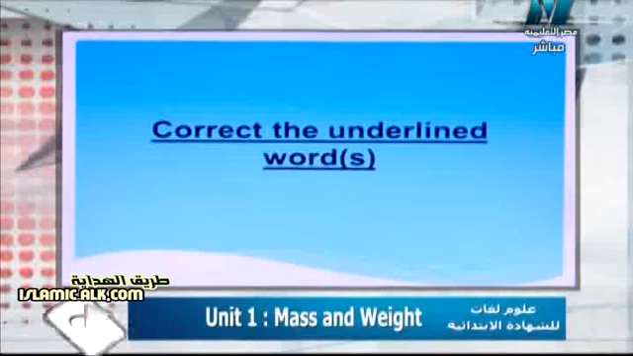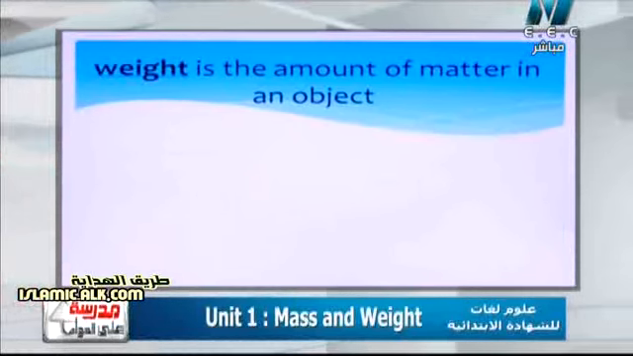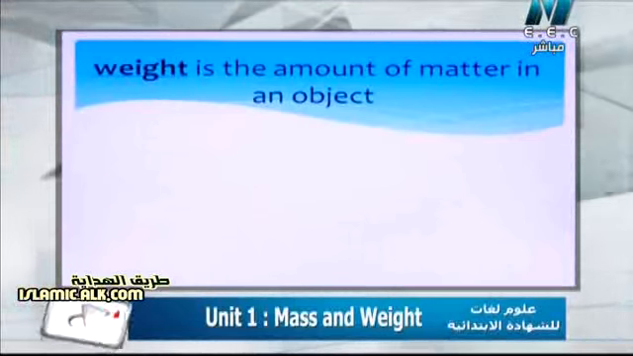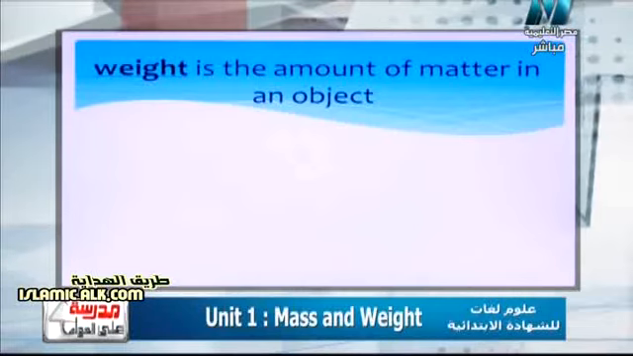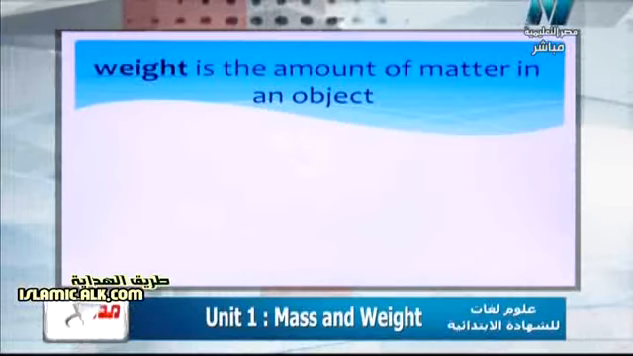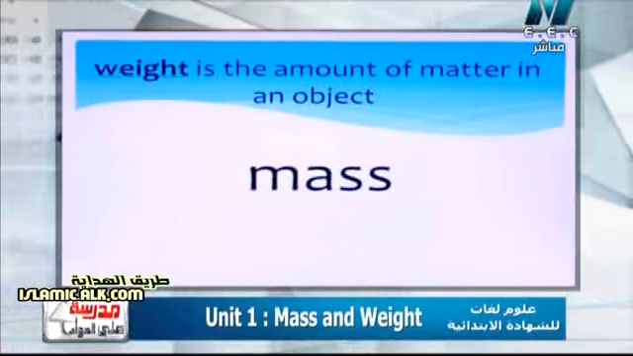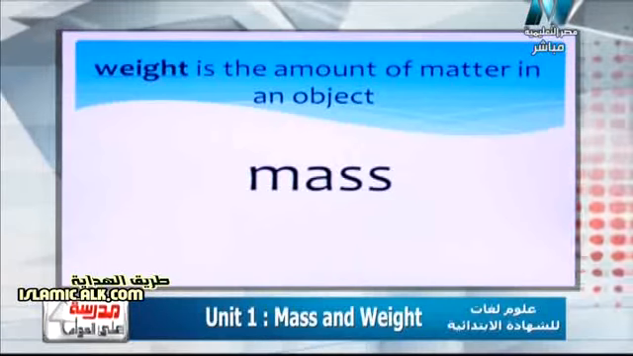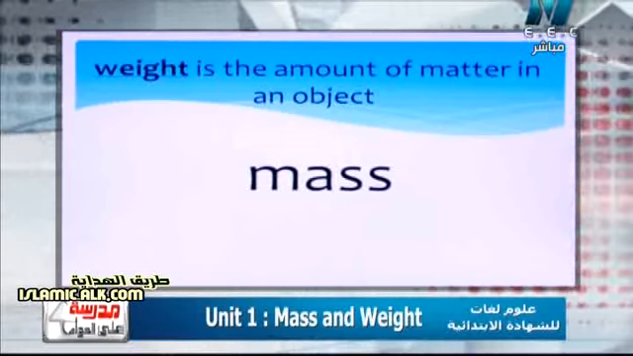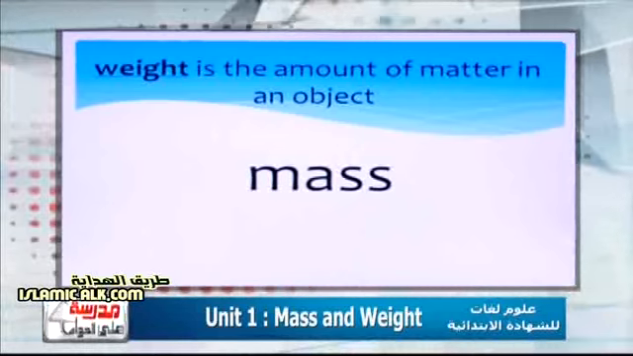The first question says: correct the underlined word in the following questions. First question says that weight is the amount of matter in an object. Surely weight is wrong here. Why? Because we know that mass is the amount of matter in an object. So today we have studied، درسنا النهارده موضوع مهم جدا هو الماس والويت، الكتلة والوزن، لكن ان شاء الله هندرس بالتفصيل in details المرة الجاية of mass and weight. موضوع شيق جدا وسهل جدا at the same time.